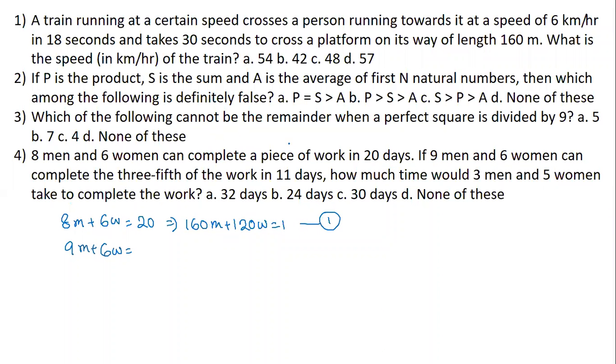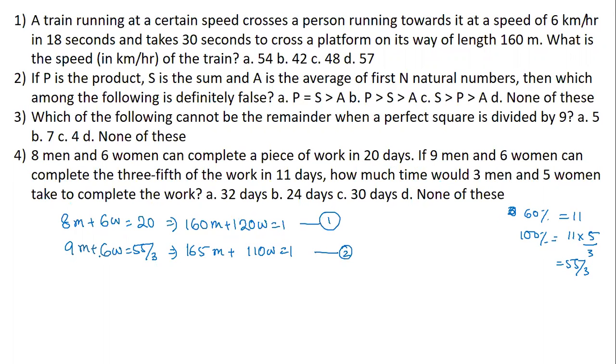So they do 3/5 of the work, which is basically 60% of the work in 11 days. So 100% of the work would be done in how many days? You need to just figure this out. So this will be 5 by 3, which is 55 by 3. So you need to multiply 55 by 3 on the left hand side. So you're getting 165 men plus 110 women is equal to 1, right?